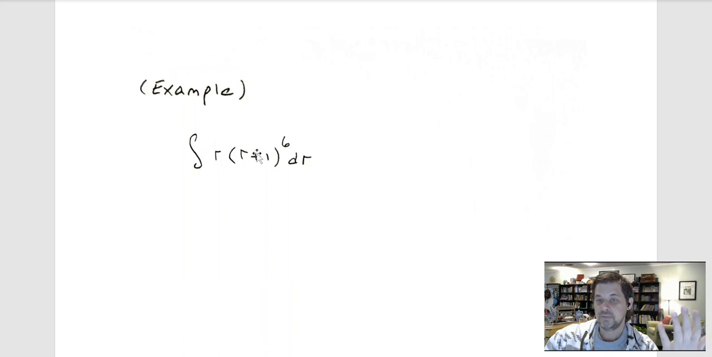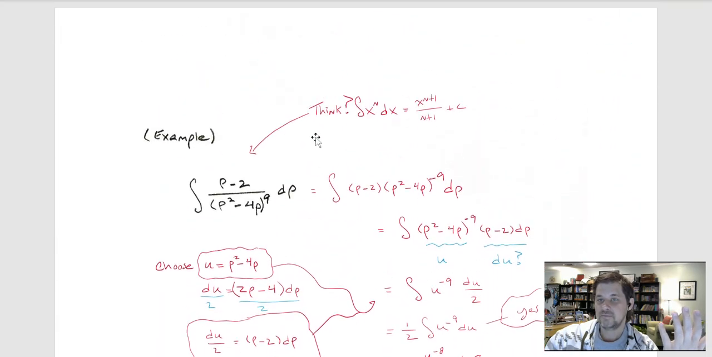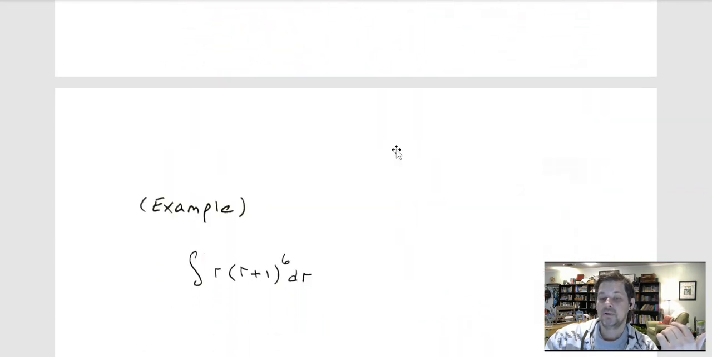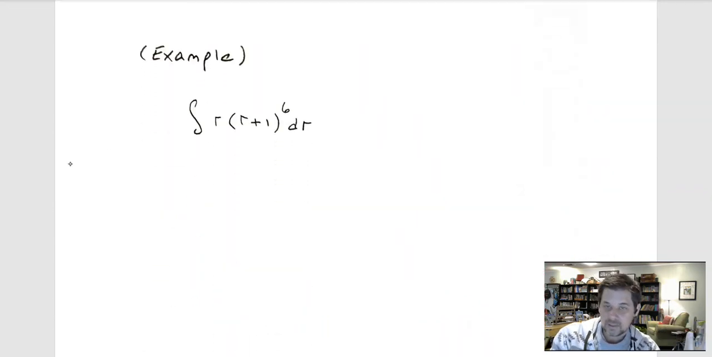Because that seems to make the most sense if you're going to boil it down to this rule right here being applicable. So of all the stuff that I see in this problem that I could choose my substitution for u to be, I will choose it to be r plus 1. Okay, now I choose that substitution. What's the next step?